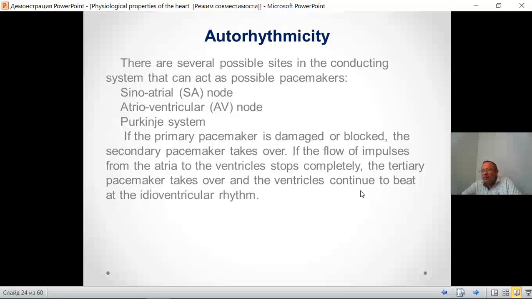There are several possible sites in the conducting system that can act as a pacemaker: the sinoatrial SA node, the atrioventricular AV node, and the Purkinje system. If the primary pacemaker is damaged or blocked, the secondary pacemaker takes over. If the flow of impulses from the atria to the ventricles stops completely, the tertiary pacemaker takes over and the ventricles continue to beat at the idioventricular rhythm.